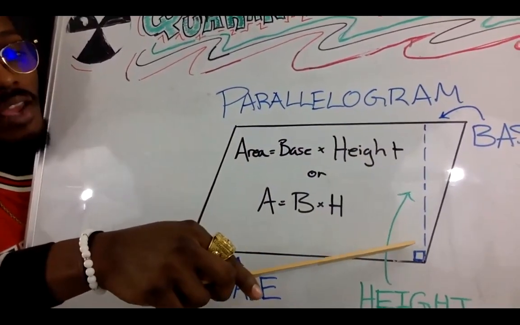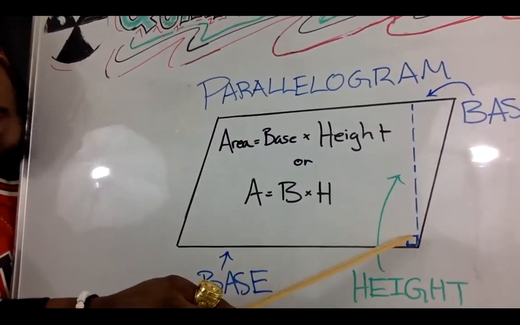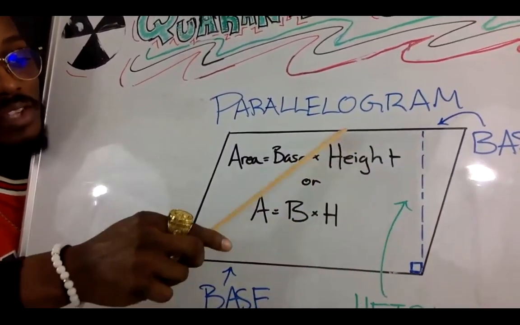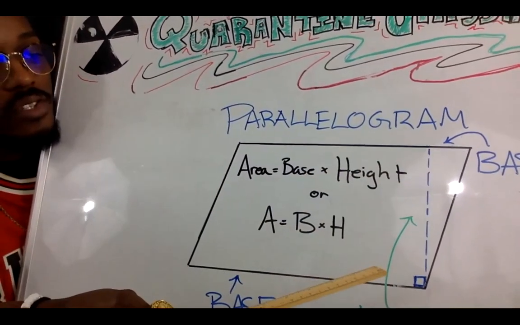You know that it's a right angle because sometimes in your diagrams and practice problems, it'll have that little box. You know that that's a right angle. That's how you know that these are your bases. And then the height is the distance between those two bases.